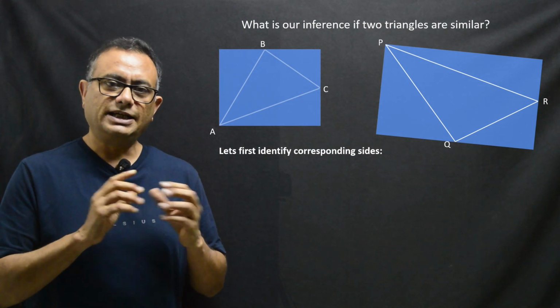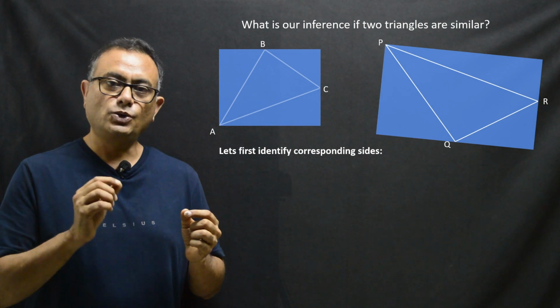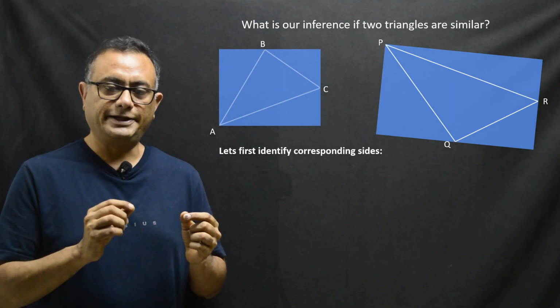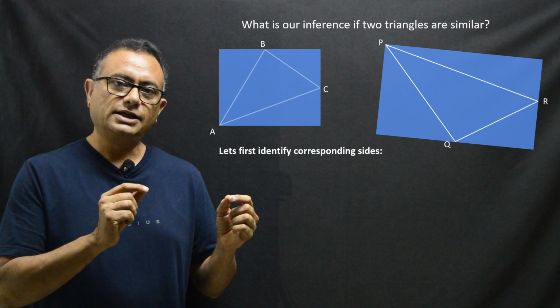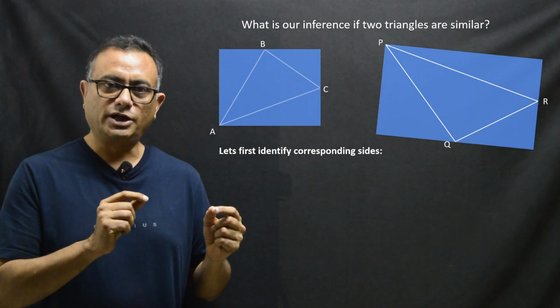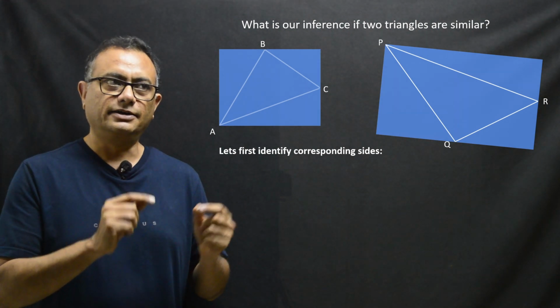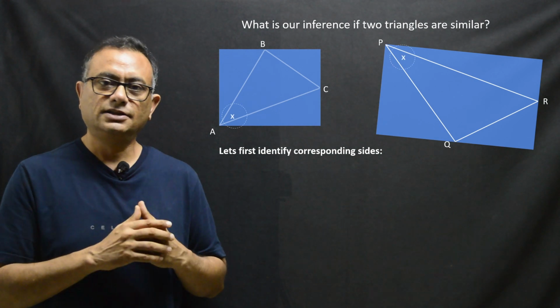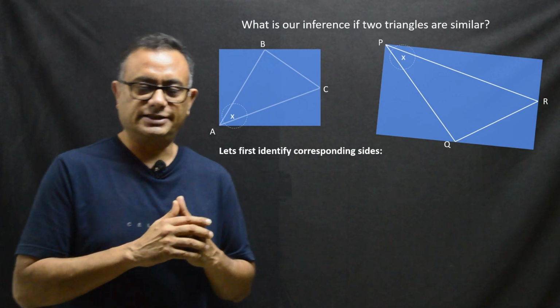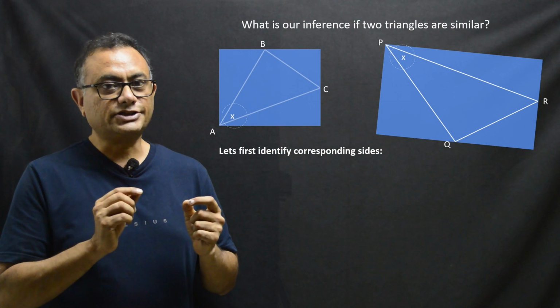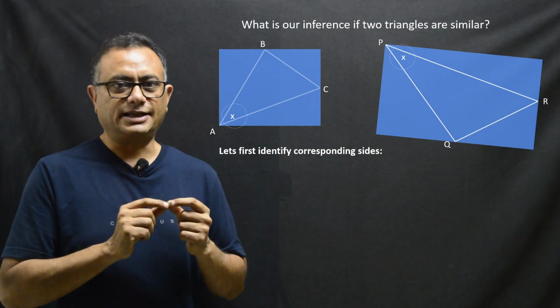Let's assume that these two triangles are similar through a similarity. That means two angles between the triangles are going to be equal. Let us identify the angle. So x and x are the equal angles in the given set of triangles.